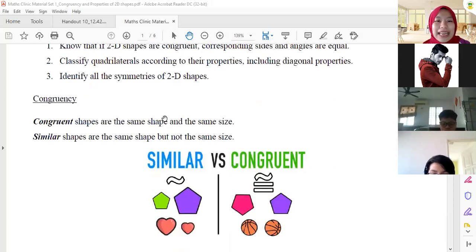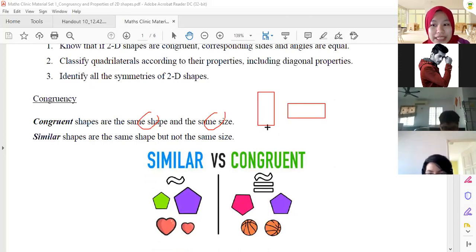So all Year 8, now we talk about congruency, because the topic is congruency. You should know what it means. So how can we define congruency? Congruent shapes are the same shape and the same size. For example, you have this rectangle and you also have this one. If you measure and they have the same size, then you call these two shapes congruent. Shape A and shape B are congruent because they are the same shape and the same size.